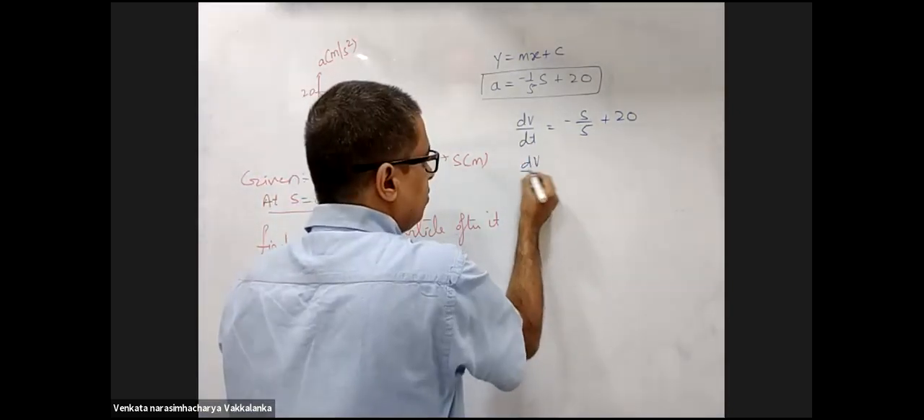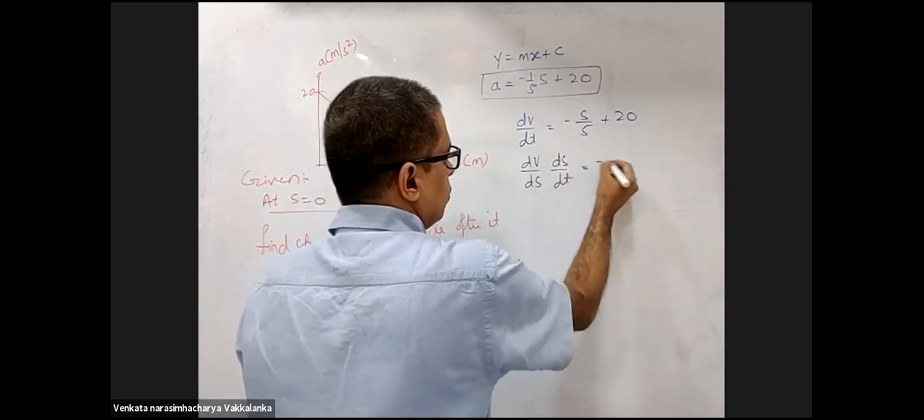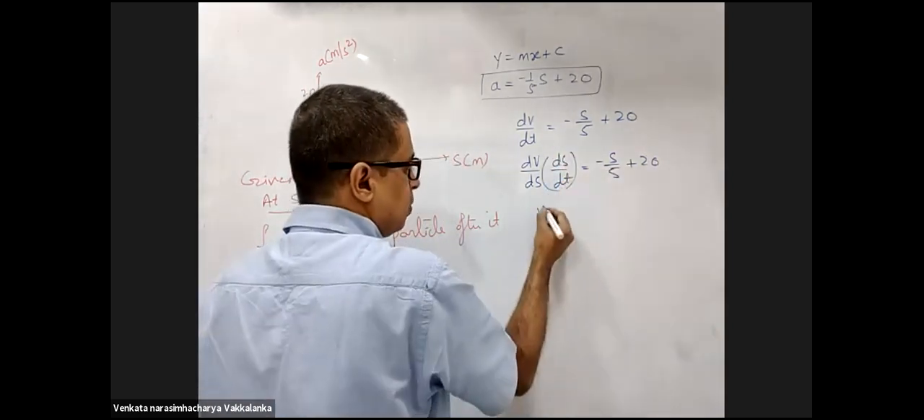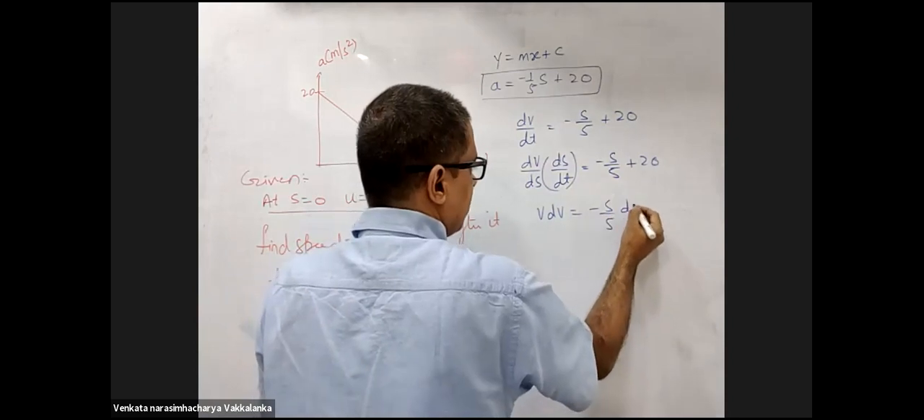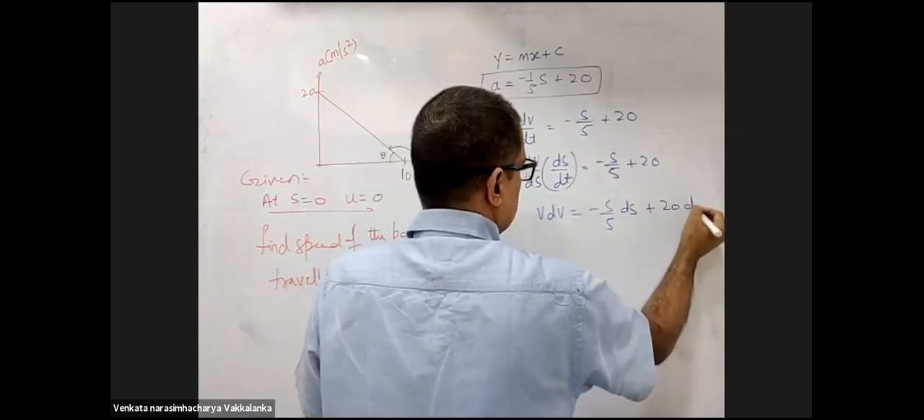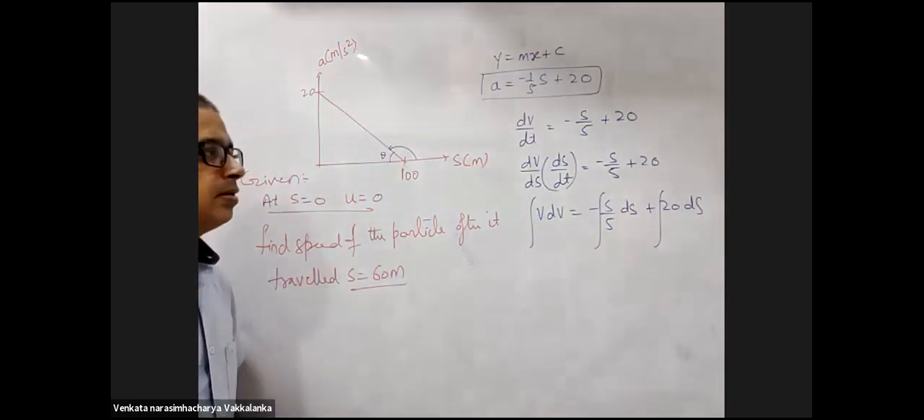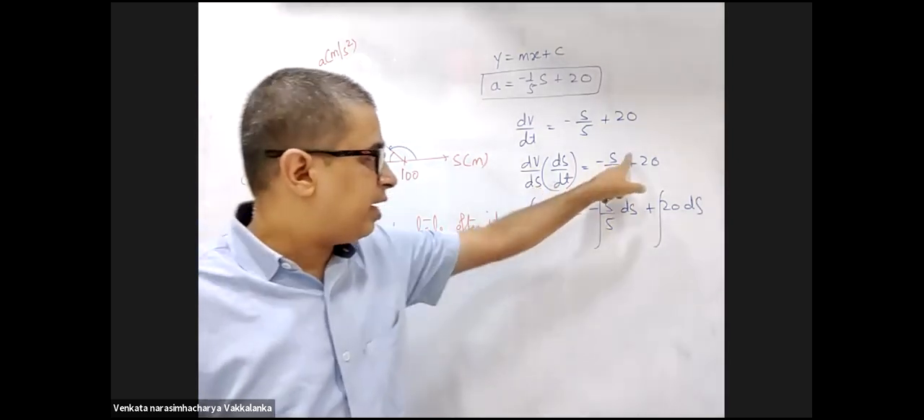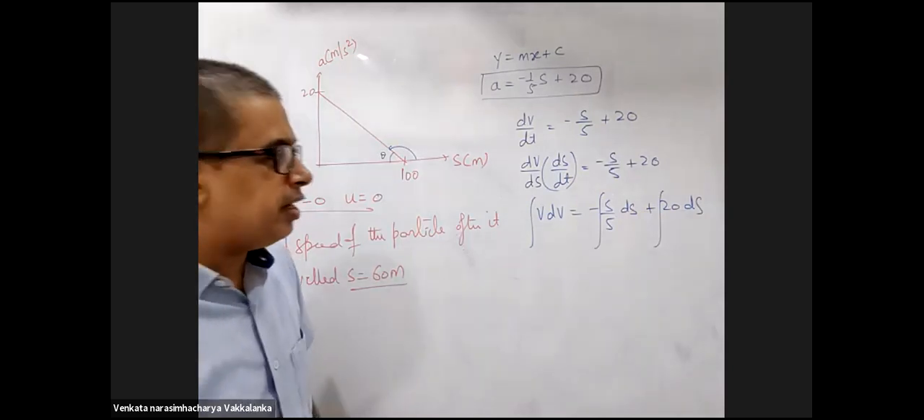How? dv by ds into ds by dt will be into minus s by 5 plus 20. ds by dt is v. So v dv equals minus s by 5 into ds plus 20 into ds. ds by dt is v. Take ds to the right. Minus s by 5 into ds plus 20 ds.